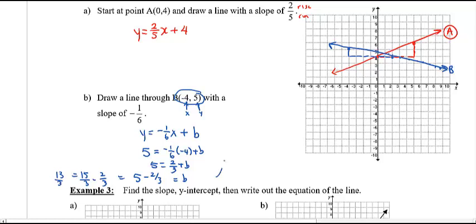And so therefore, all that work to then tell yourself y equals -1/6x, and then now we have our plus b, our y-intercept, it's the fraction 13/3. And there's the equation. So if they don't give you the y-intercept, no worries. As long as they give you a point, you can always plug it in and solve. Okay?